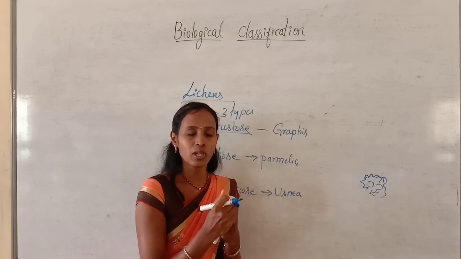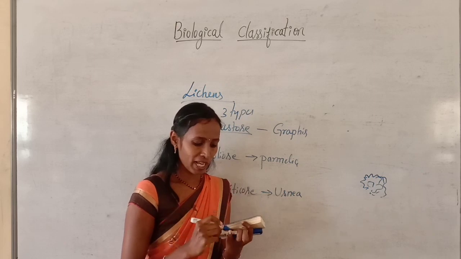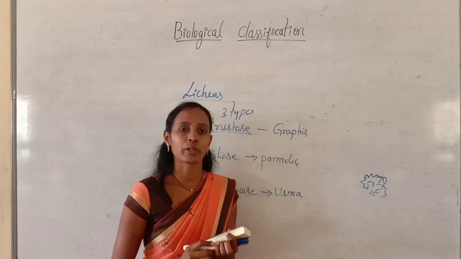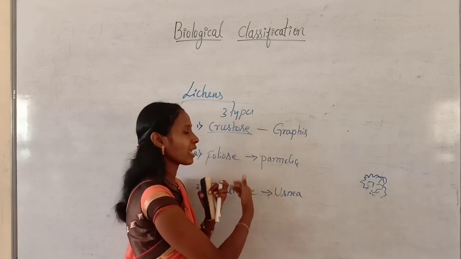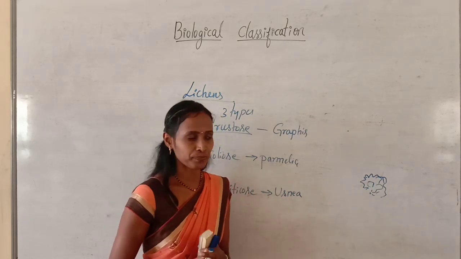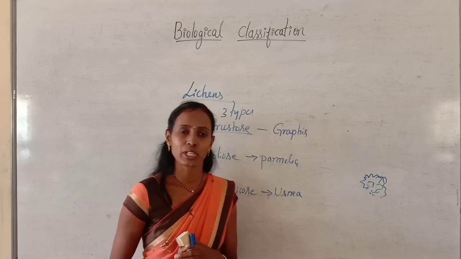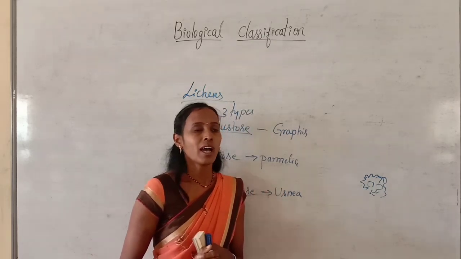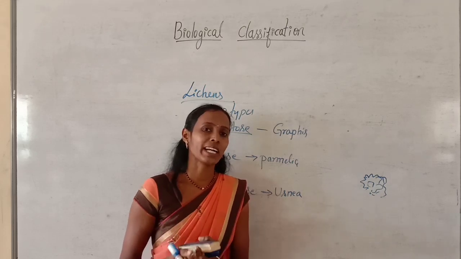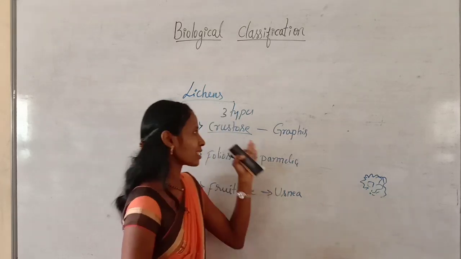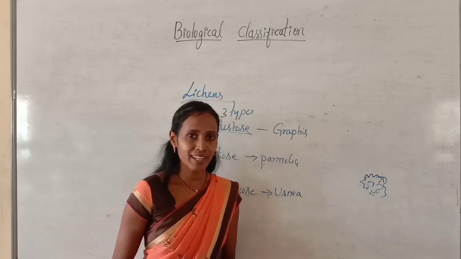You can observe this in the laboratory because you will study these lichens in your practical class also. When you observe the different types of lichens, you can understand better. So crustose lichens are usually growing on the rocks, they have a crust-like appearance, and they are compactly attached to the surface. An example for crustose lichen is Graphis.